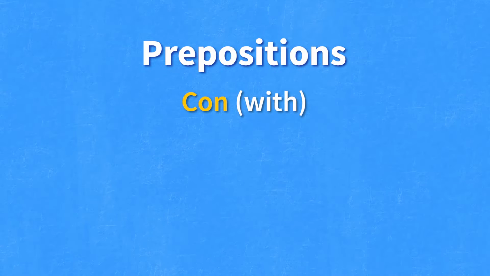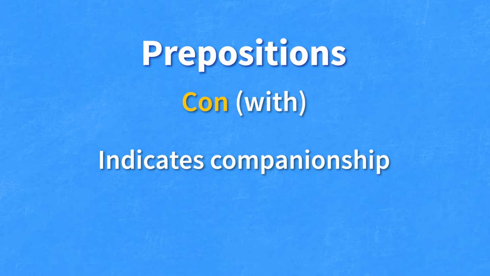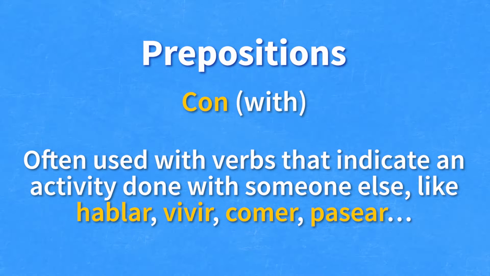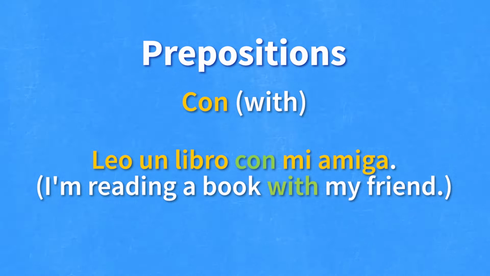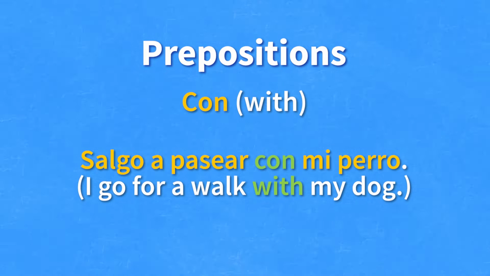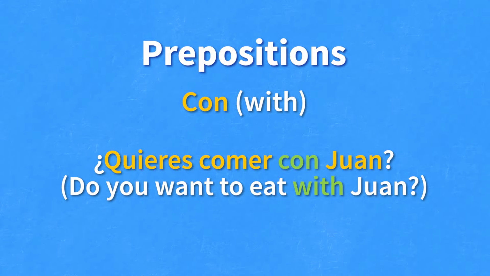Con means with. It is used to indicate that someone or something is accompanied by another person or thing. It is often used with verbs like hablar, vivir, and comer. For example, leo un libro con mi amiga. I'm reading a book with my friend. Salgo a pasear con mi perro. I go for a walk with my dog. ¿Quieres comer con Juan? Do you want to eat with Juan?